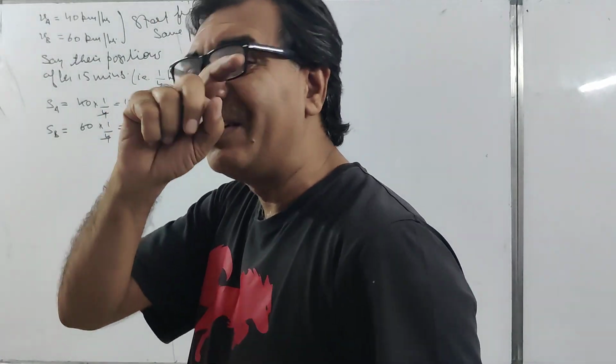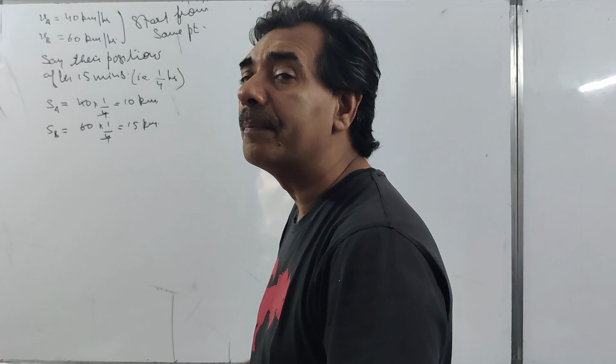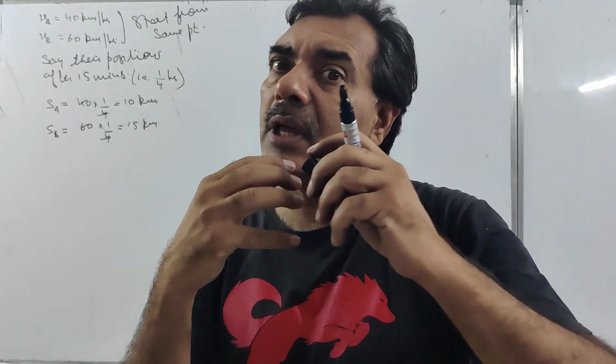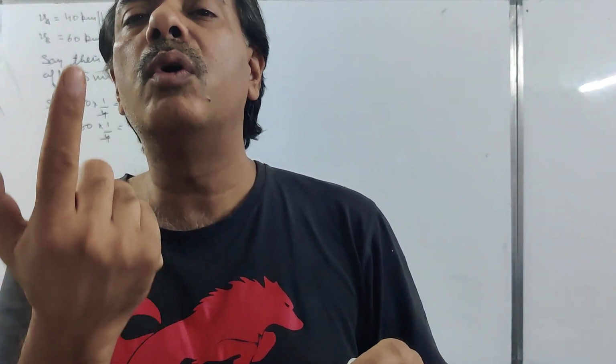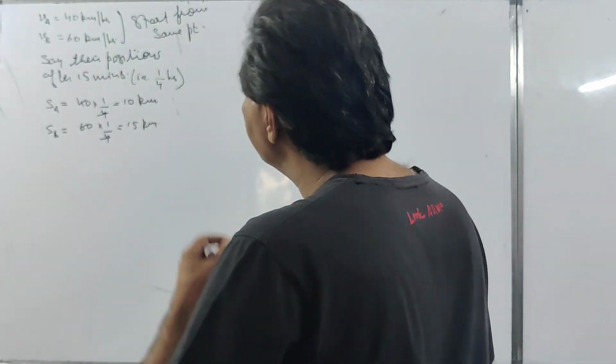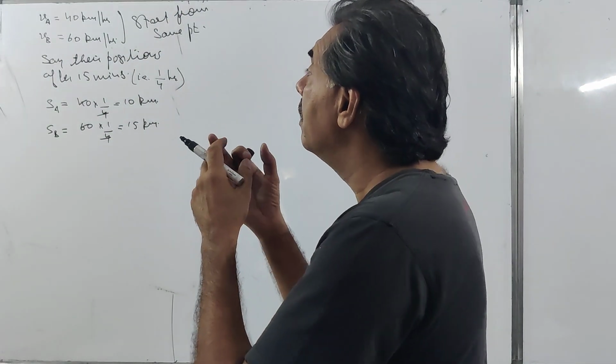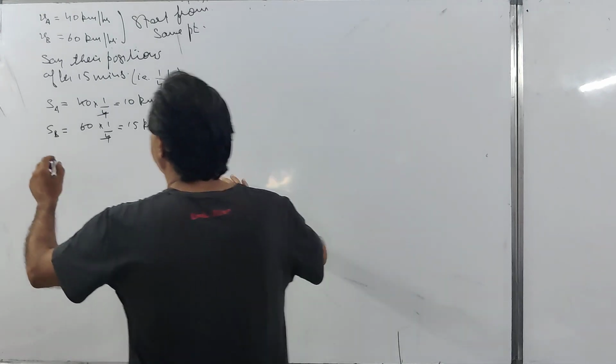Now let's do it by relative speed. I deliberately chose this question. There are some questions which can be done by relative speed beautifully, like those train questions. These are questions which can be done both ways, but the train ones can't be done directly, only by relative speeds.